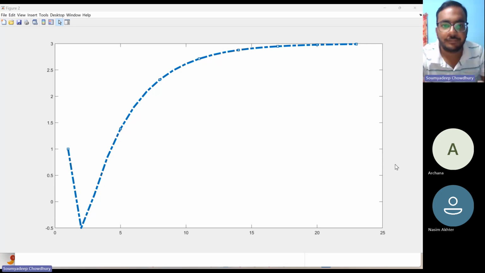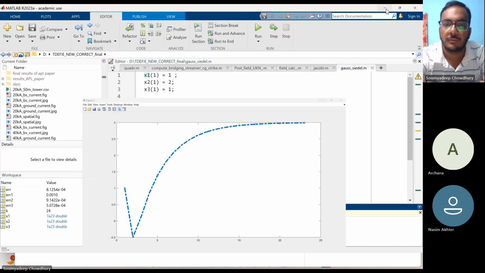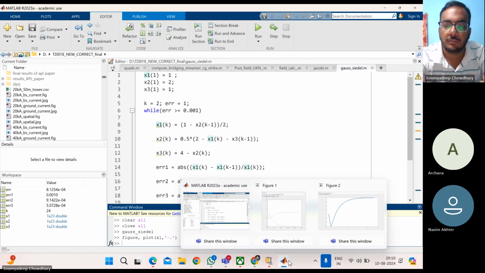Is this clear? The difference between Jacobi and Gauss-Seidel method? Yes, sir. Yes, we understood.